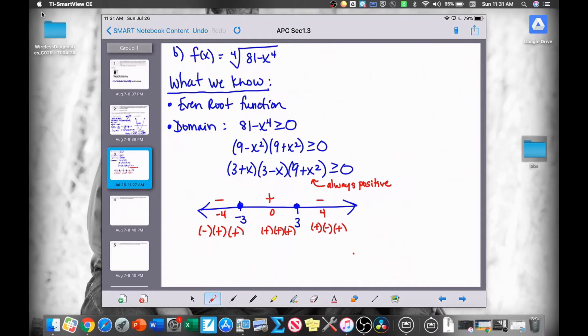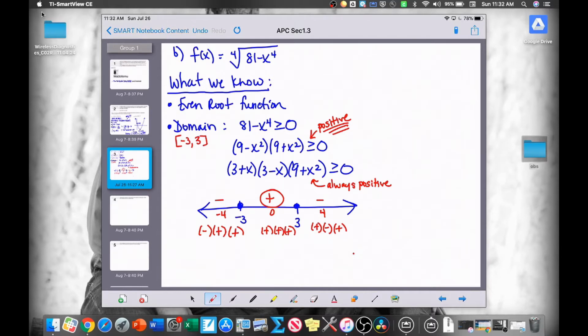Now, since I want values that make my inequality greater than or equal to 0, remember, I am looking for the positive regions, which is that one right there. So that tells me that my domain, after all that work, domain with quadratic inequalities is a lot of work, right? So my domain is from -3 to +3, including those endpoint values.